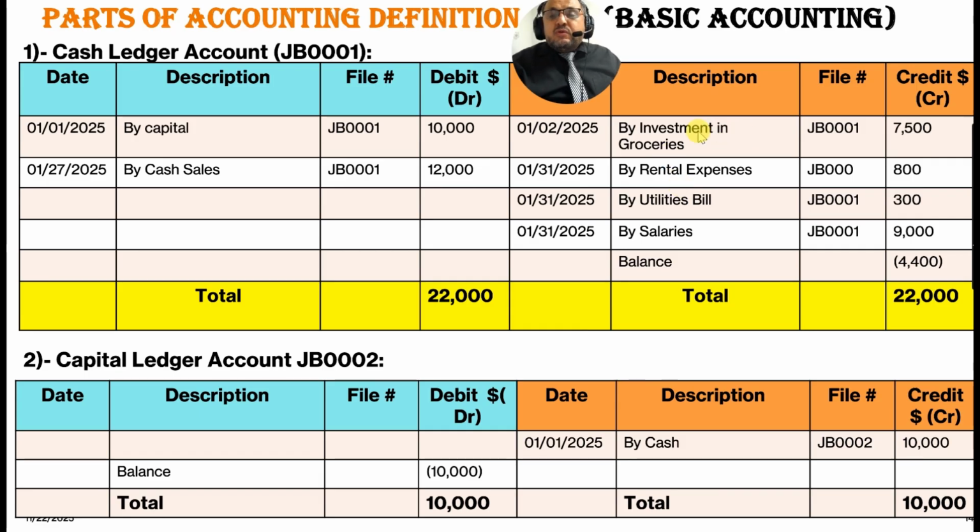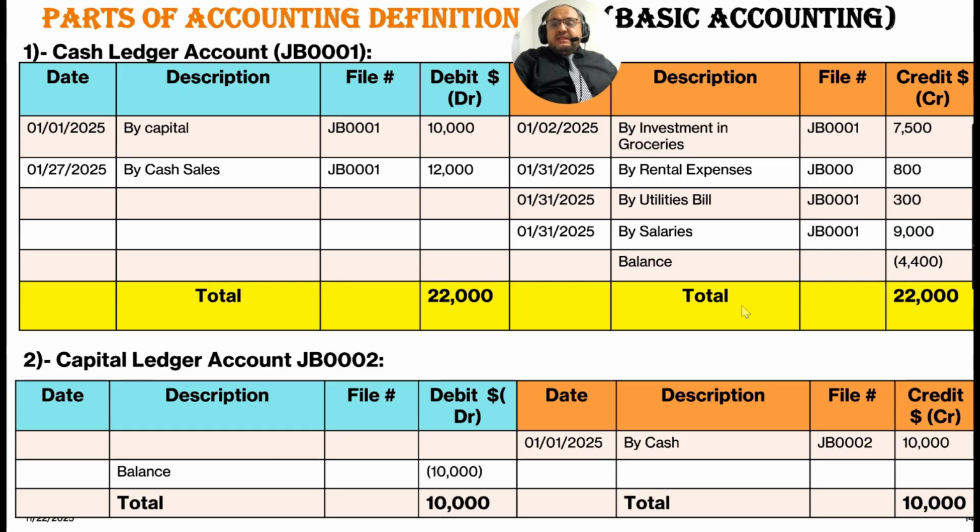Here again, we do not write the cash. By which source? Groceries account. Which source? Rental expenses. Which source? Utilities expenses. Which source? Salaries expenses. Here, remember, in this row of the total, these two total sides should be equal to each other.